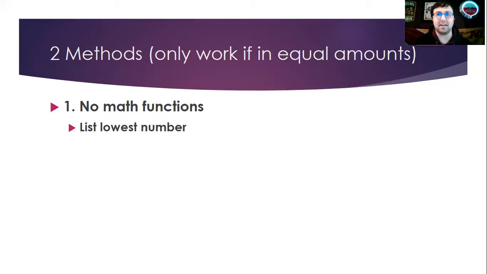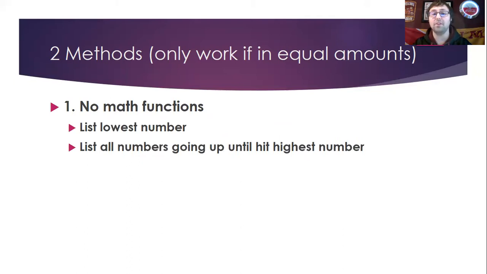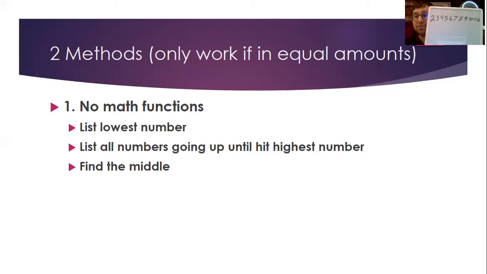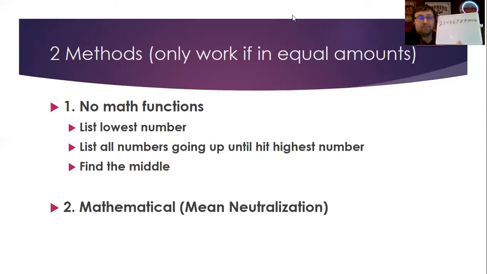Let's say it's the example from the last slide: a pH of 2 added to a pH of 12. You list the lowest number, 2. Then you list all of the numbers going up until you hit the highest number. So I just list them like this, from 2 to 12. The last thing you do is find the middle. Here's how the middle works. I'm going to go to full screen on this one. Stop share. There we go.